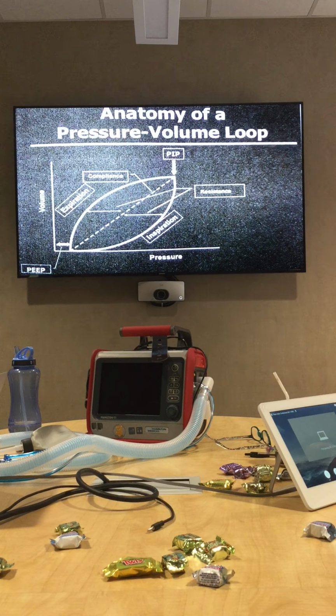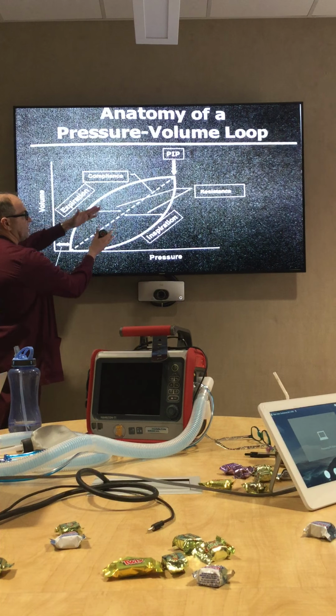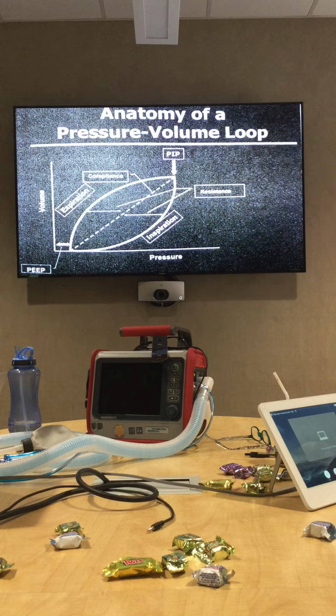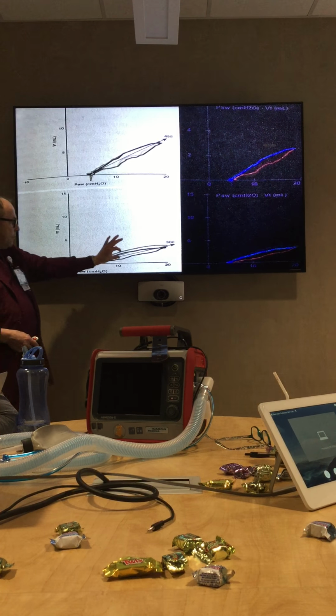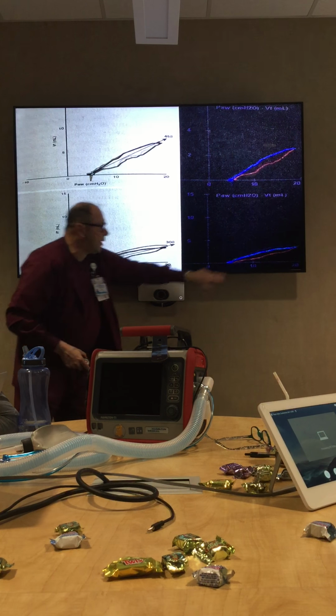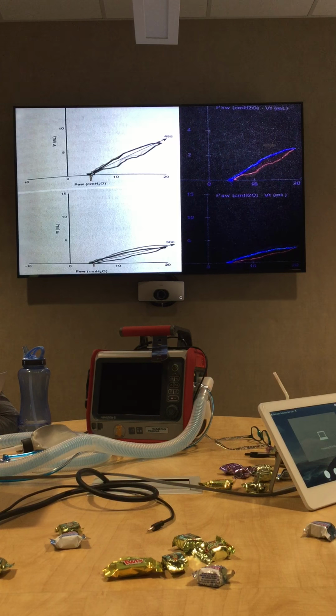The two dotted lines in the center show your resistance. So as I have a bronchospasm, for example, my airway is going to become really, really narrow. You can see it a little bit more in that picture. As it becomes more narrow, I might want to give them a bronchodilator to try to open them up.